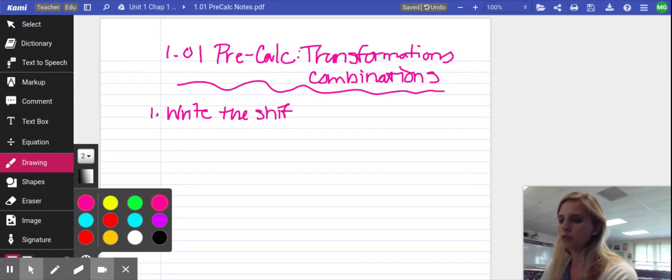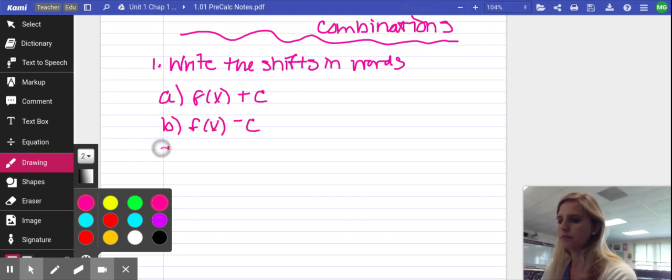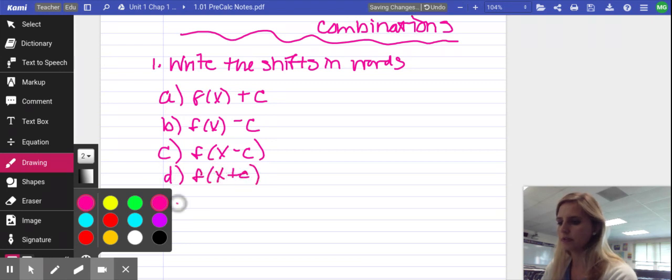First, I'm going to go through and write out all the problems because I'm going to want you guys to do some of them on your own. So the first one is f of x plus c. B will be f of x minus c. C is f of x minus c. D, f of the quantity x plus c. E is negative f of x. And F is f of negative x.